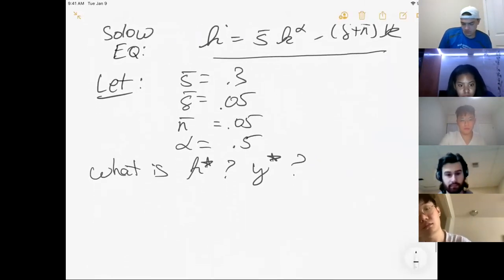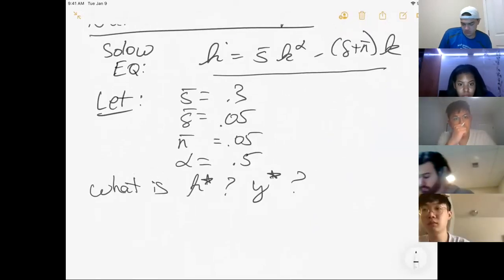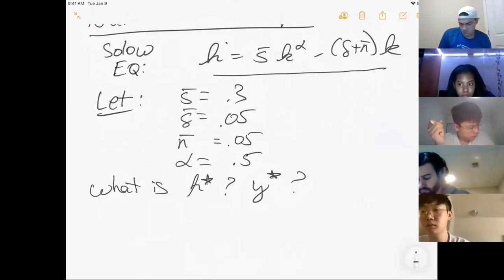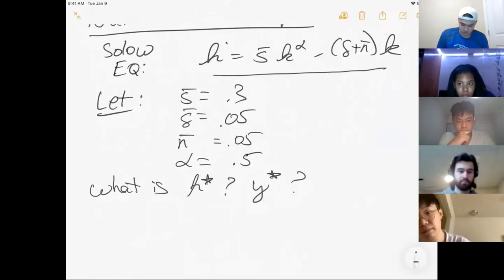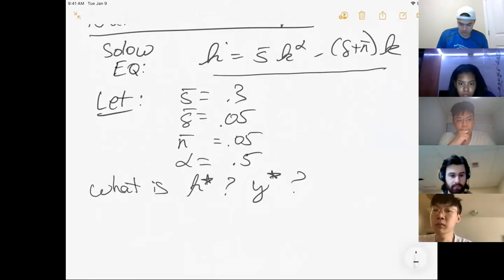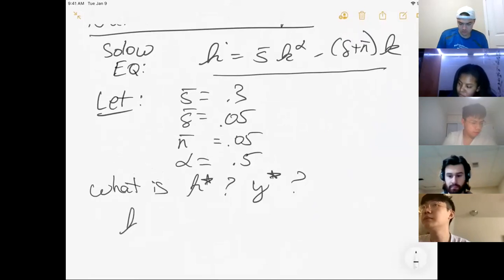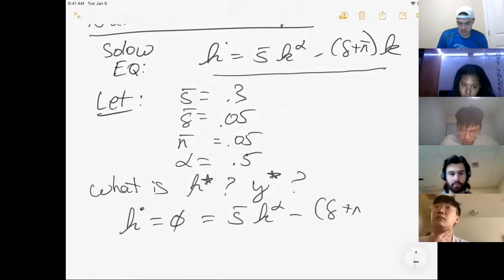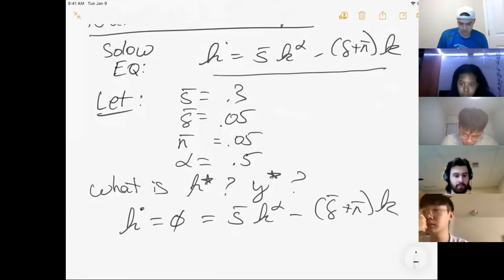So should Y star and K star be equal? Or, no, that's K dot. Yeah, K dot should be equal to 0, right? For the reason you said, there should be no growth in per capita capital or per capita output. So at the steady state, we know that has to be true. We have to find the K that makes that true.